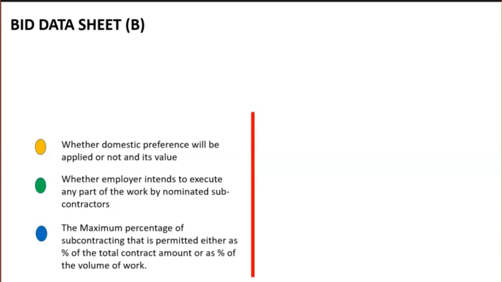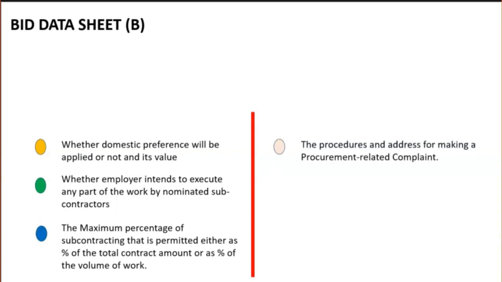the maximum percentage, that is in case of pre-qualification, the maximum percentage of subcontracting that is permitted either as percentage of the total contract amount or as percentage of the volume of work. And in case of post-qualification, the maximum percentage of subcontracting that is permitted either as percentage of the total contract amount or as percentage of the volume of work that is performed.